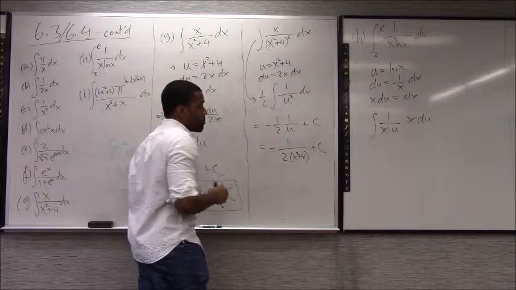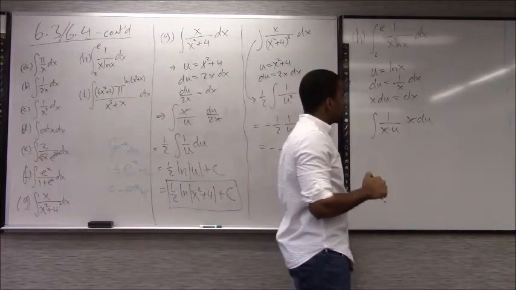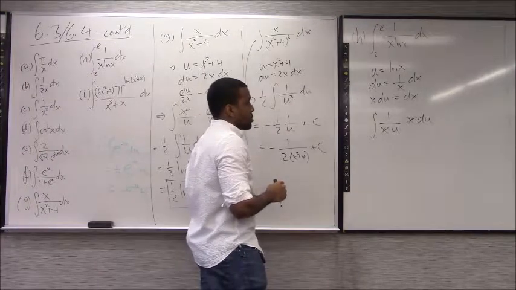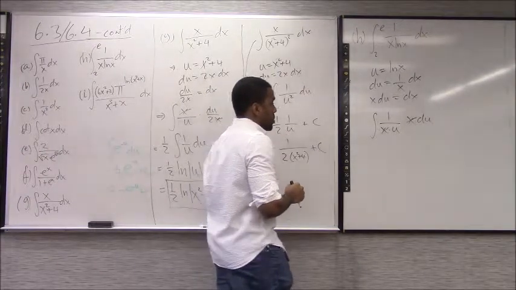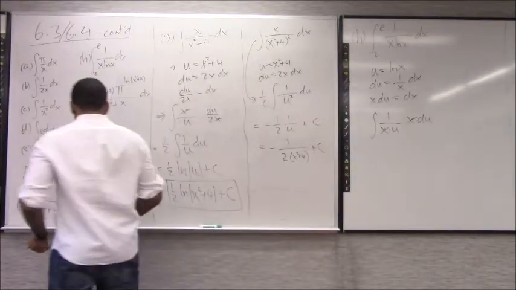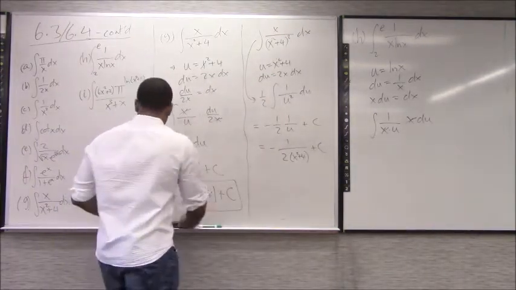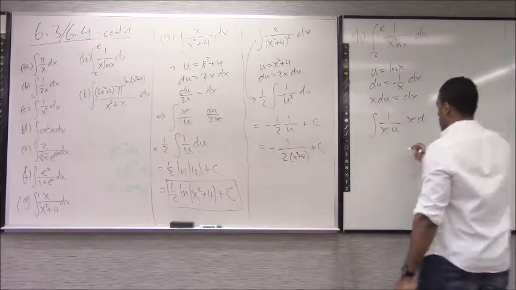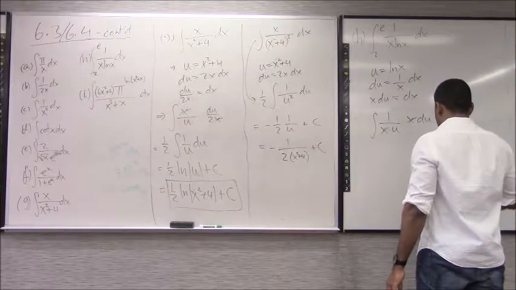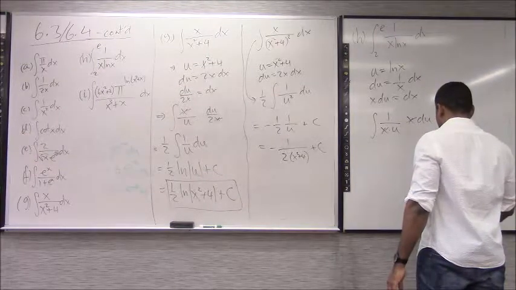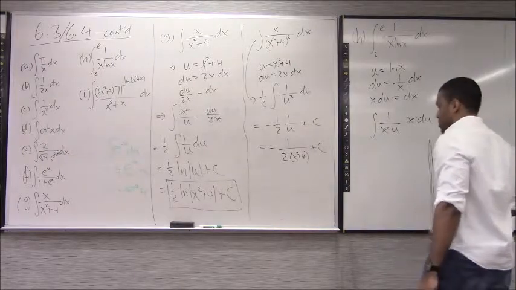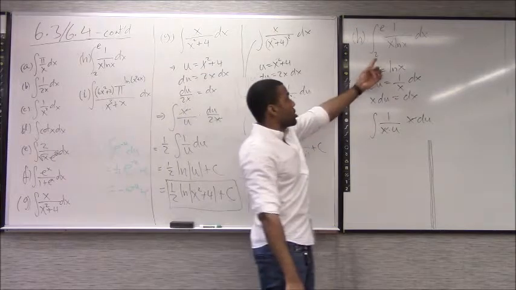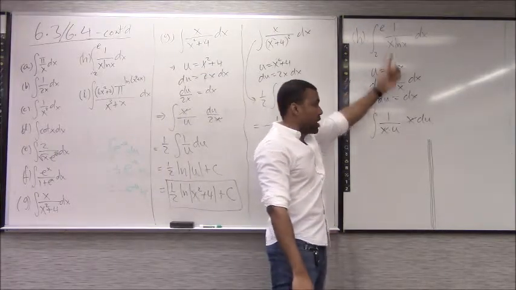What about the limits? There are two ways you can deal with the limits. Let's actually look at those two ways. One, you could leave the limits alone, that's possible, but you need to remember that those limits are in terms of x, not in terms of u.